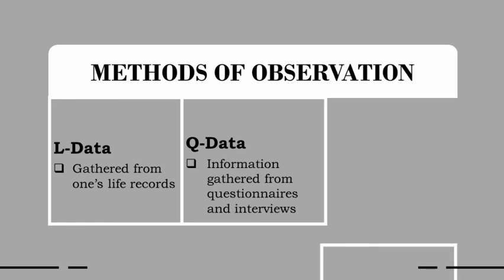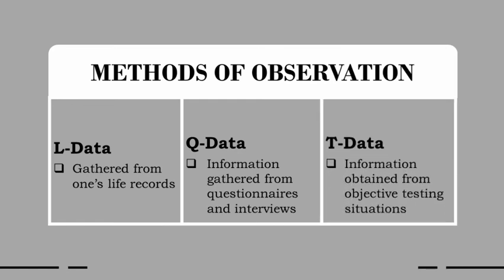And the last one is the T data or test data. It is the information obtained from an objective testing situation. This is information about an individual gathered from formal scientific measurement and objective testing.